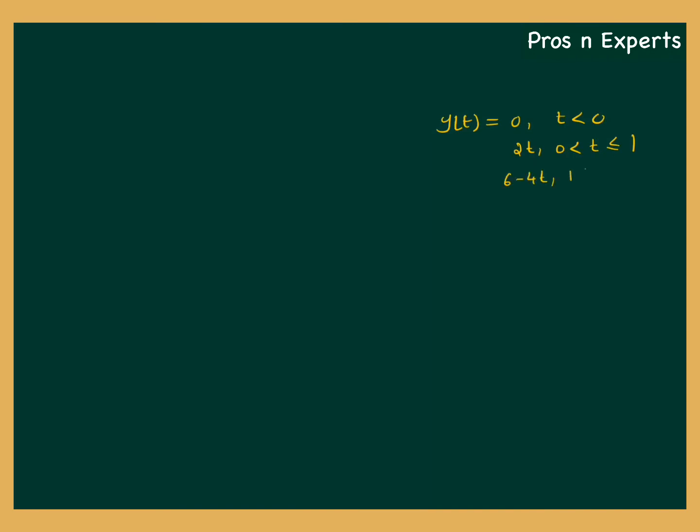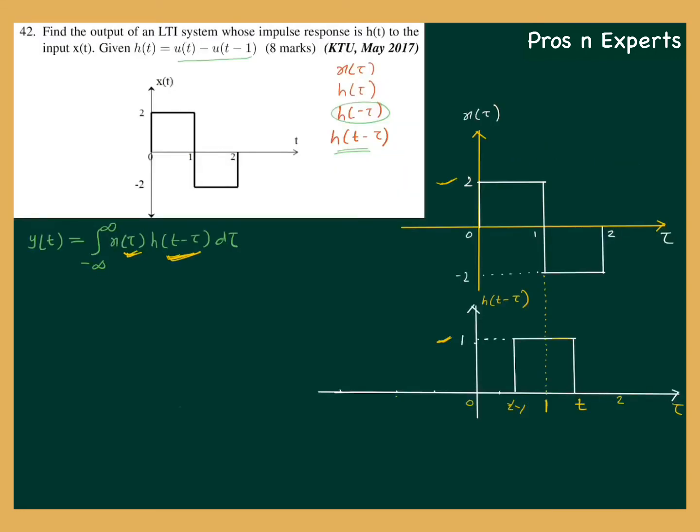6 minus 4t for 1 less than or equal to t less than or equal to 2. Okay, fine. Alright, what is the next condition for deriving the output? Again we are incrementing t, that means shifting the signal to the right. So what happens is, this leading edge now goes out of x of tau. It's no more overlapping with x of tau.